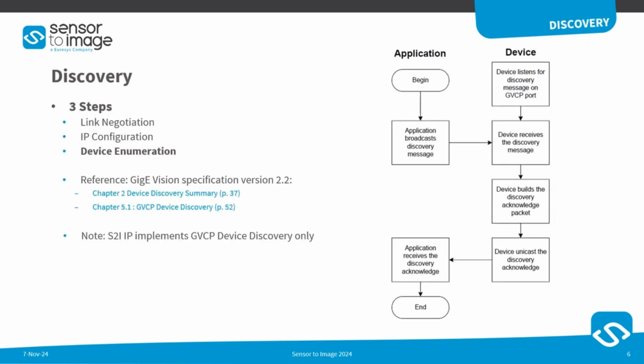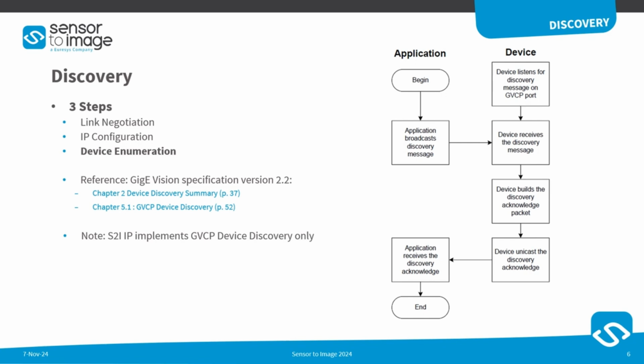The discovery phase consists of 3 steps. First phase is the link negotiation, which is typically performed at the hardware level between PHYs. Once the link is established, the network devices have to configure each of their IP settings. Standard mechanisms such as static IP address, DHCP or link local address assignment are used for this step. When a GigE Vision device has finished these steps, it is ready to be connected to a control application. For that, an enumeration process is executed.